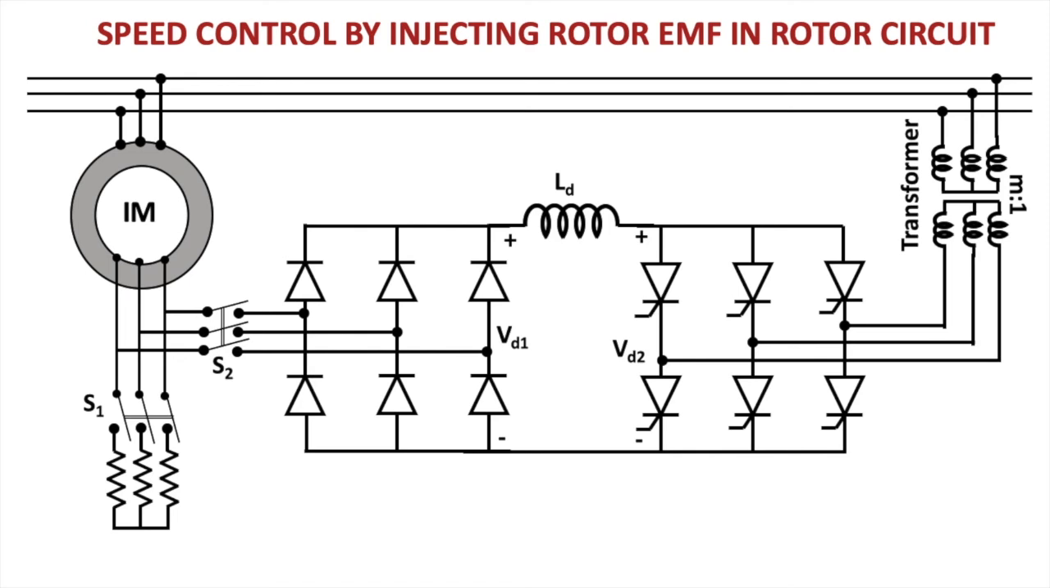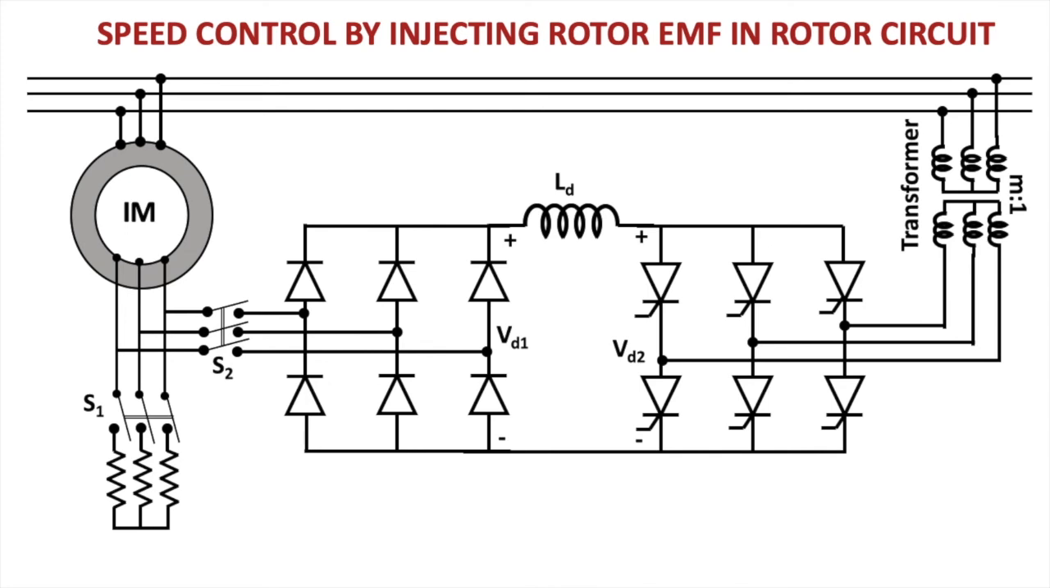Speed control by injecting rotor EMF in rotor circuit. To implement this method, you need a proper circuit to inject the rotor EMF at the frequency of the EMF. When you want to apply this method, the methodology should be used in the same way at the same frequency. So you can see the circuitry over here.